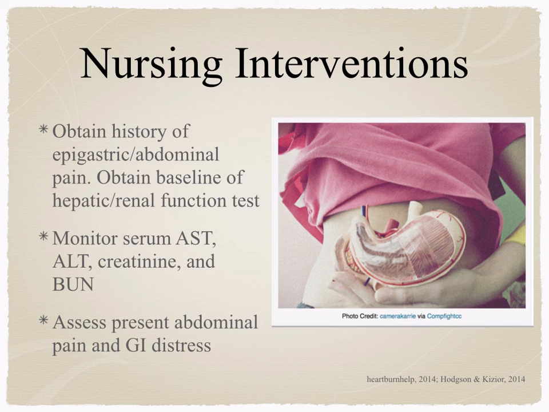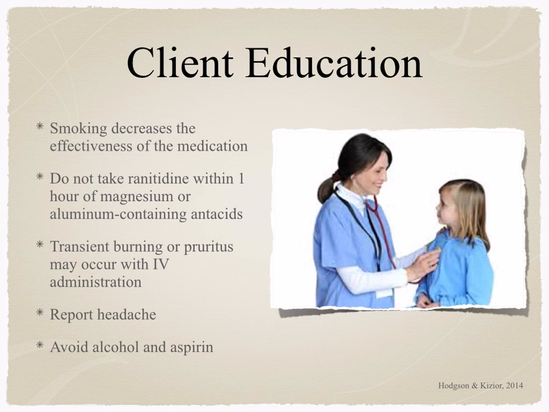BID. Some nursing interventions. The nurse should obtain history of epigastric or abdominal pain, obtain the baseline of hepatic and renal function tests, monitor serum AST, ALT, creatinine, and BUN concentration, and assess for the presence of abdominal pain and GI distress.